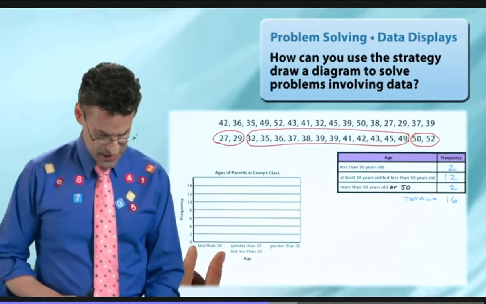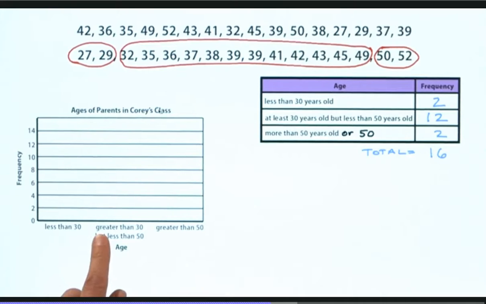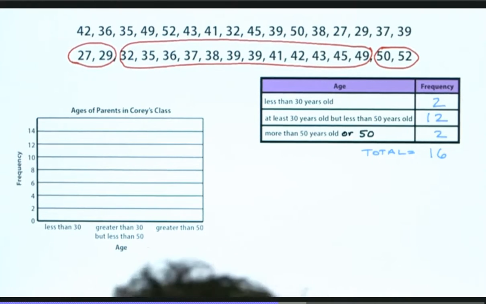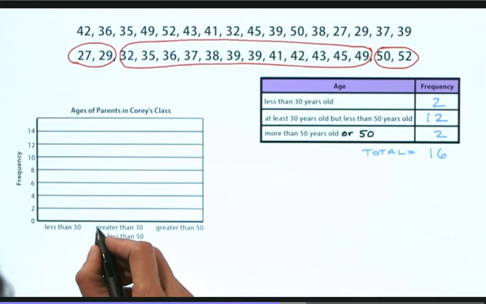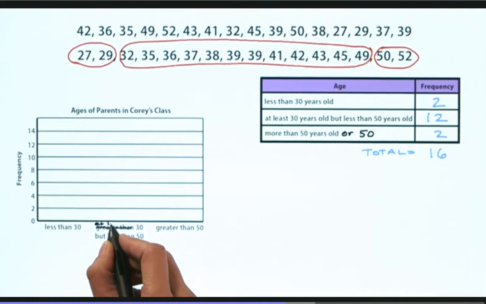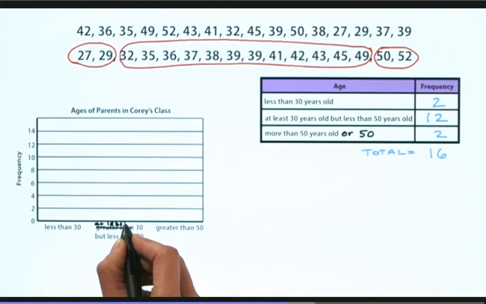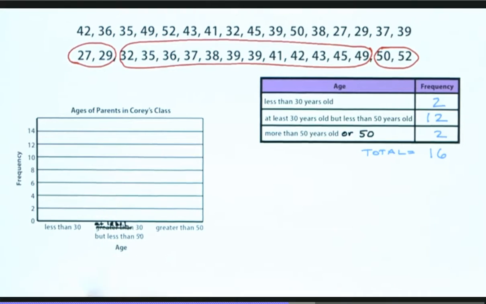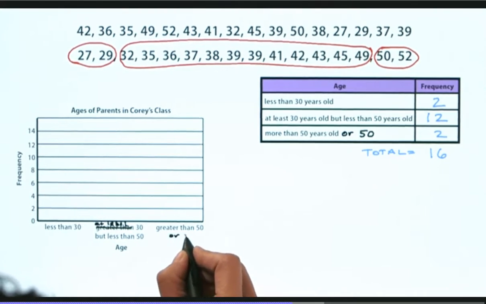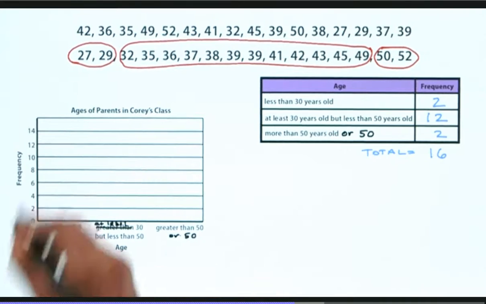So I've got the interval less than 30, the interval that is at least 30, at least 30 but less than 50, and then greater than 50 or 50. So you've got to be careful when you read these things.